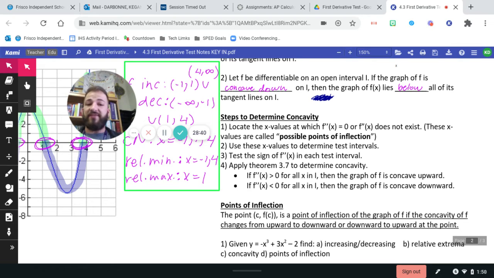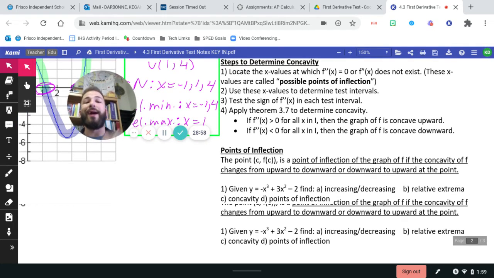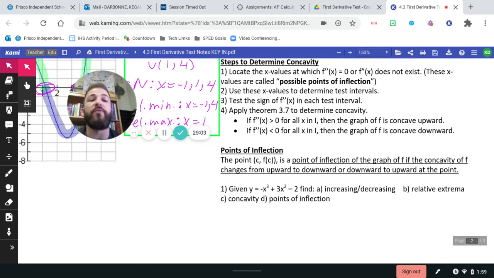So use those x values to set up test intervals and test the sign. If we are greater than 0, so positive, then we're concave up. If we are less than 0, so negative, then we are concave down. And a point of inflection, so we said they were possible points of inflection, an actual point of inflection is if we have any sort of concavity change. So a point of inflection is if the concavity changes from upward to downward or downward to upward. So we don't have to get picky with positive, negative, negative, positive. It's just any sign change on the second derivative and your possible point of inflection becomes an actual point of inflection.